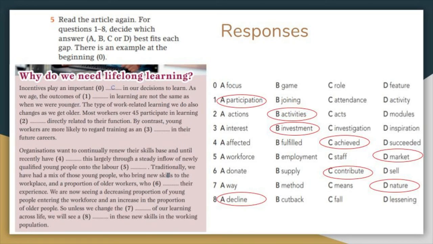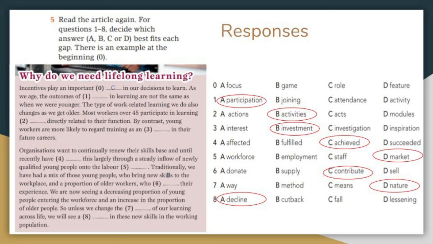Alright then, let's read along for checking. Why do we need lifelong learning? Incentives play an important role in our decisions to learn. As we age, the outcomes of participation in learning are not the same as when we were younger. The type of work-related learning we do also changes as we get older. Most workers over 45 participate in learning activities directly related to their function. By contrast, young workers are more likely to regard training as an investment in their future career.